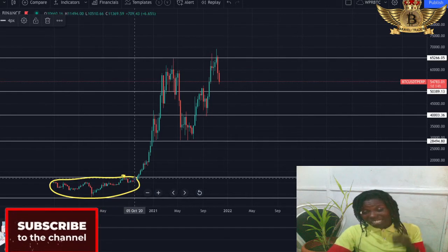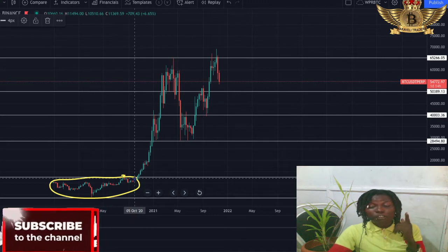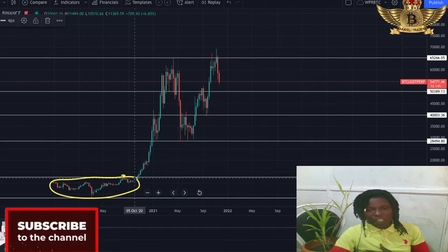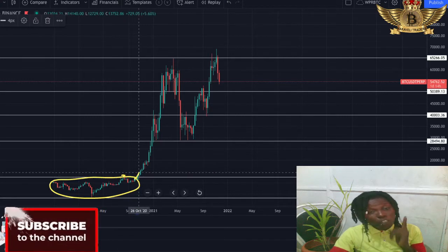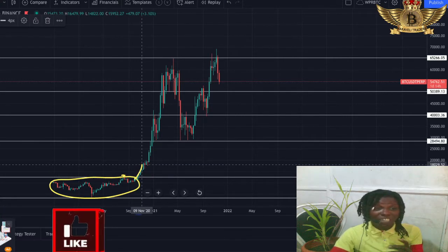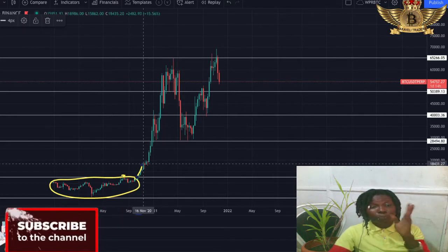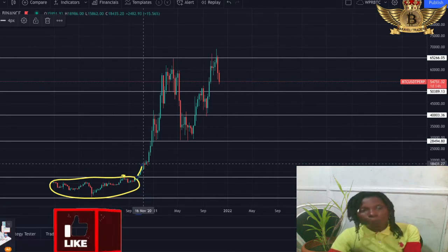Now mind you, the chart you're looking at here is futures, Bitcoin perpetual futures on Binance. So on price moves, always know that the charts are different. The spot Bitcoin chart is different from the futures Bitcoin chart. It's different from the options Bitcoin chart.